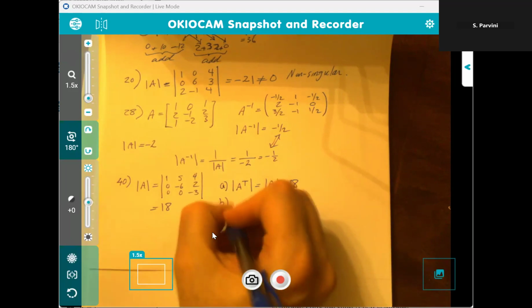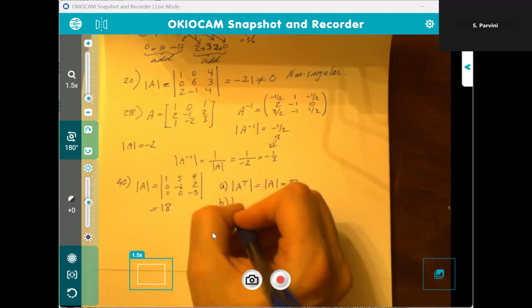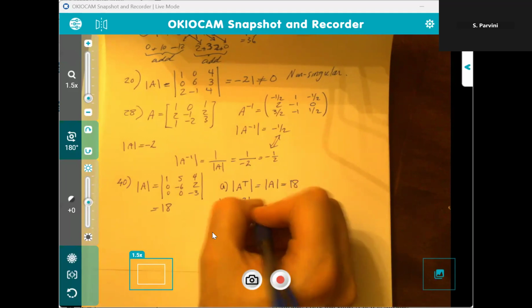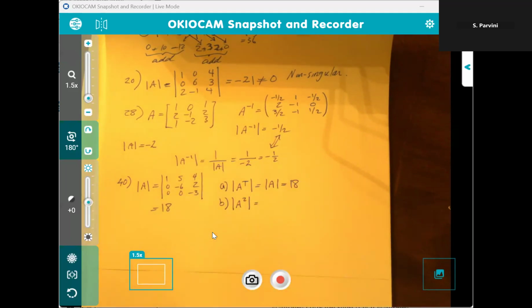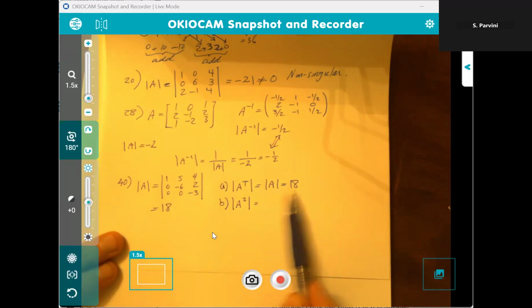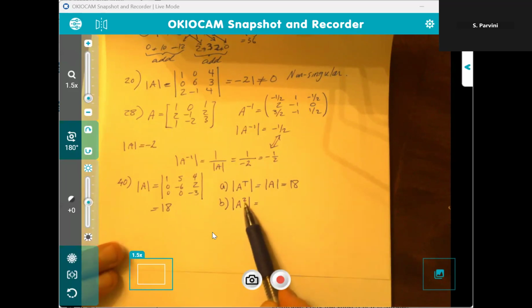In part B, what is the determinant of A squared? We're supposed to use the properties of determinants in this one. So how do you think, if I have the determinant of A, which I do up here, how would I use that to find A squared?